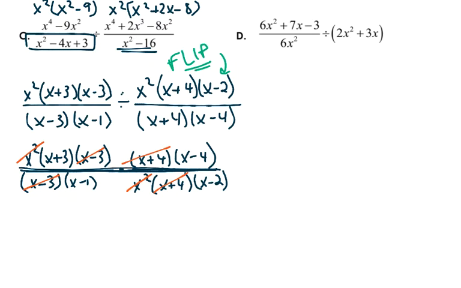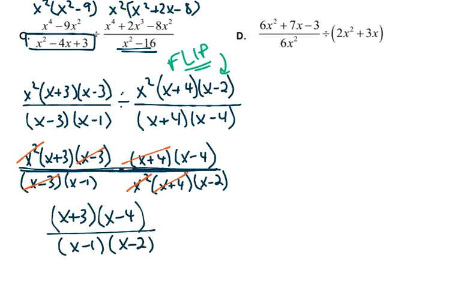Okay, so now we've got x plus 3 on top left over, and x minus 4. In the denominator, you're left with an x minus 1 and an x minus 2. Make sure you don't overcancel or oversimplify anything. You're done. Let's try another one.